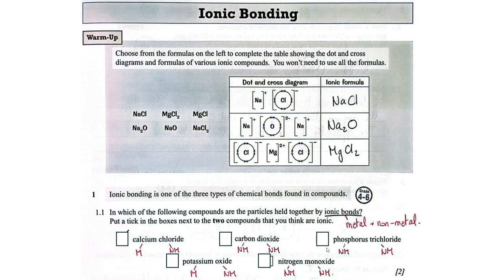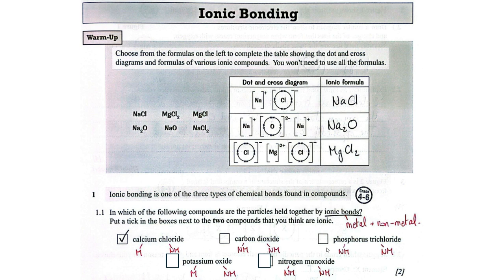Calcium chloride. Calcium is a metal. Chloride is a non-metal. Therefore, they're going to form ionic bonds. Carbon dioxide, made of carbon and oxygen. Both carbon and oxygen are non-metals, so they're not going to form ionic bonds. Phosphorus trichloride. Phosphorus is a non-metal. Chlorine is a non-metal, so no ionic bonds.